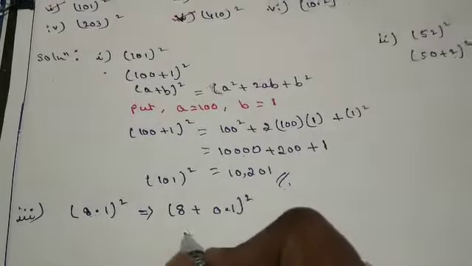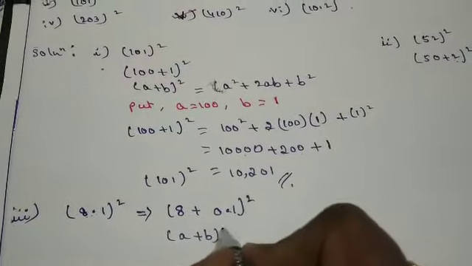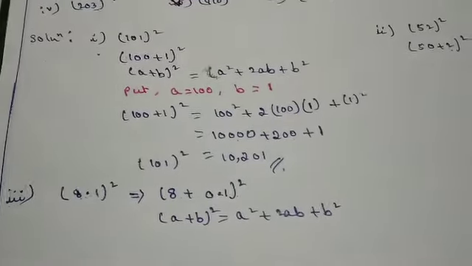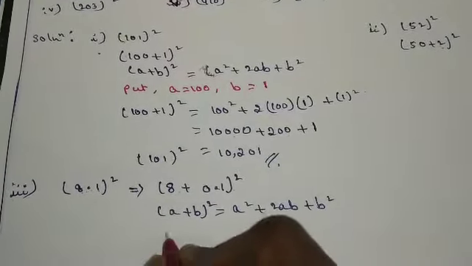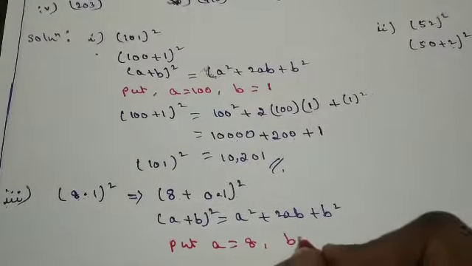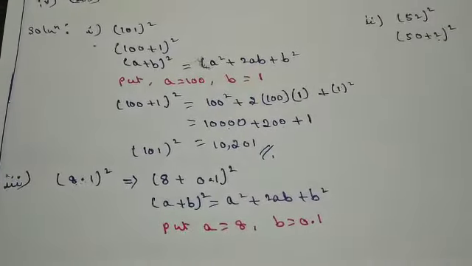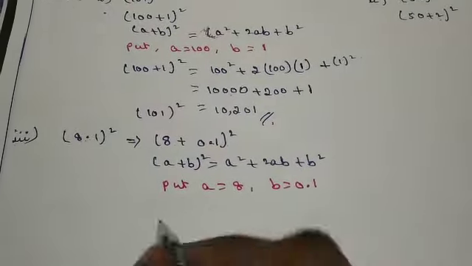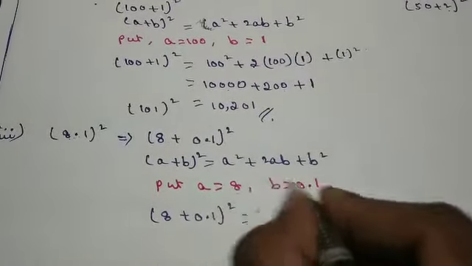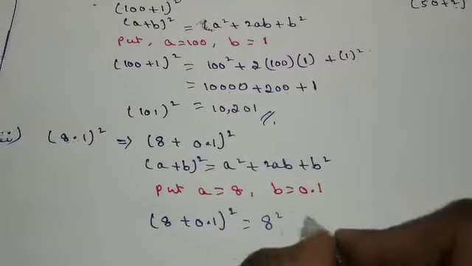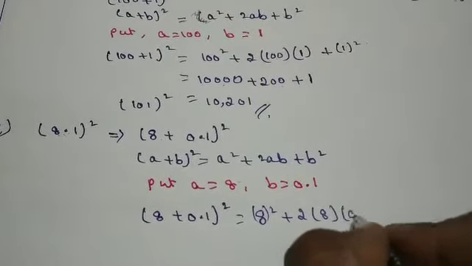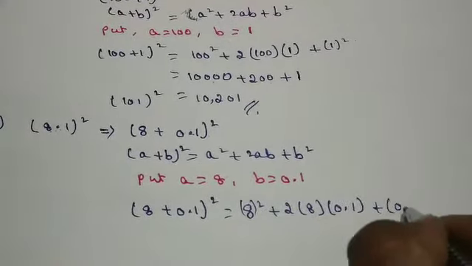Now compare to the identity. First write down the identity, suitable identity: a square plus 2ab plus b square. Compare now. What will be the value of a here? Put a equal to 8, b equal to 0.1. So be aware, children, be careful here. We have a decimal point. So 8 plus 0.1 whole square. Substitute these values in the identity: 8 square plus 2 into 8 into 0.1 plus 0.1 square.